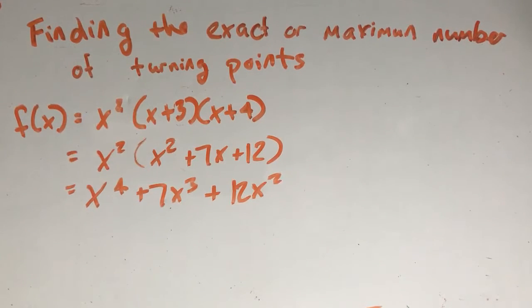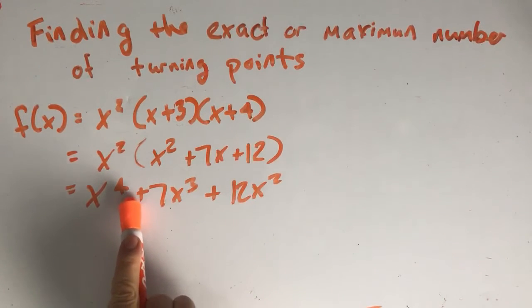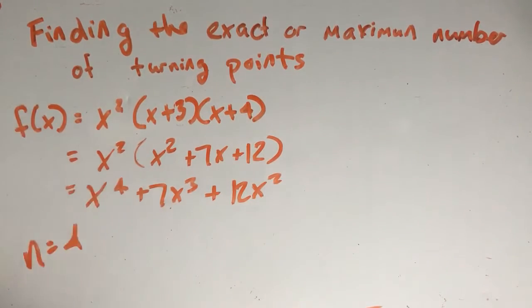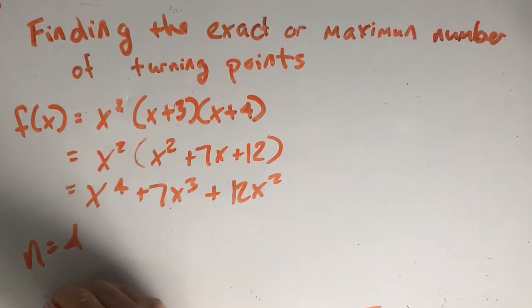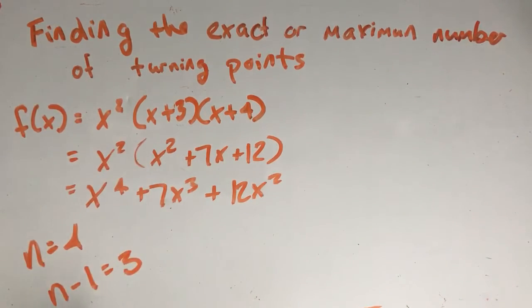Okay, so the way we find the maximum number: the graph of every polynomial function of degree n, so this one has a degree of 4, so n is 4, has at most n minus 1 turning points. So n minus 1 equals 3. All right? So at most.